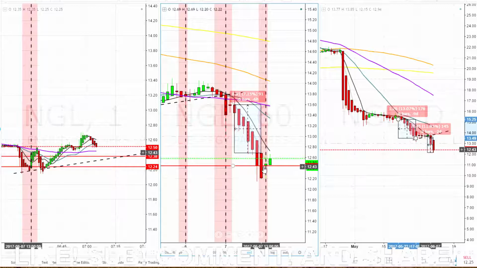Now, I could have been wrong, and she could have continued downward. I just went based off of the shape of the stock, or this bar right here, and then exited out.